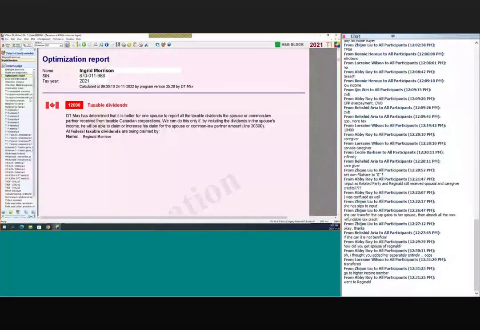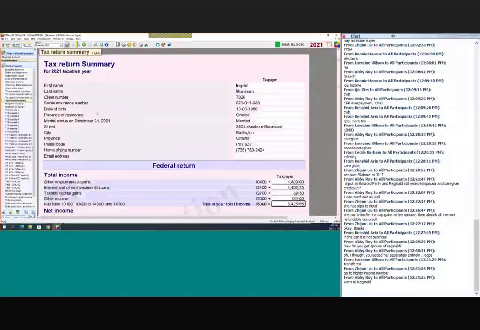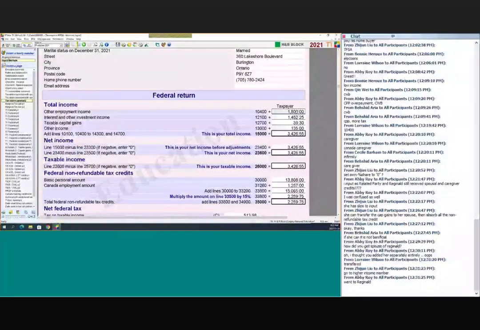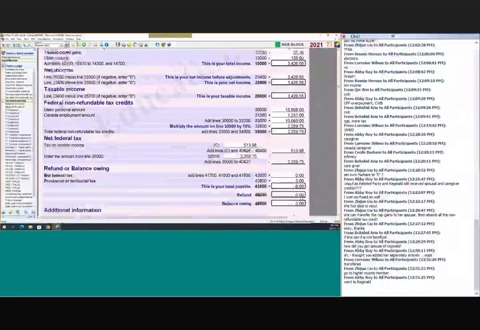So if Ingrid was not filing a tax return, we wouldn't be able to do this. If we use related party, this would not be done. We would not be doing a complete and proper tax return. So Ingrid, of course, we have her other employment income from her babysitting.